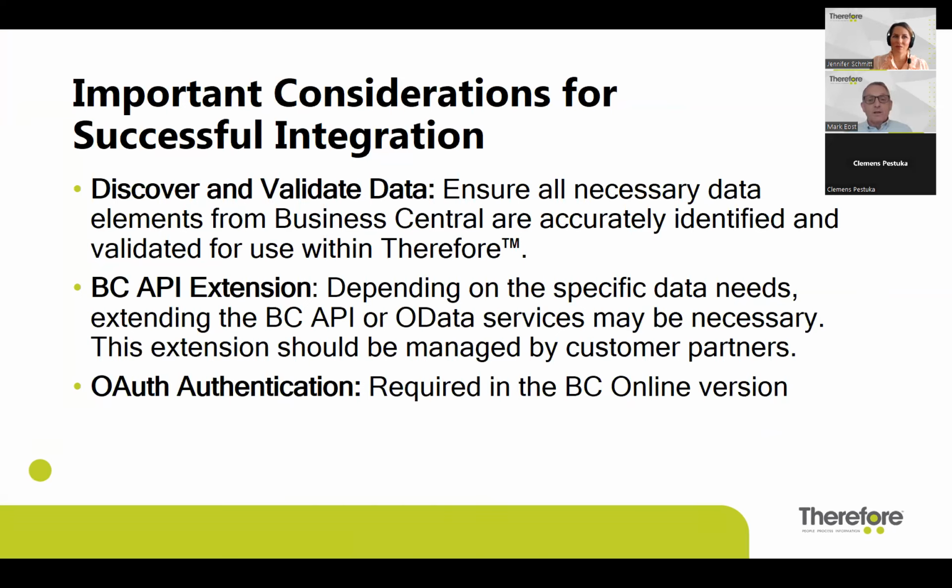Yeah. So a couple of considerations. I'll pass back to Jennifer to go over these, and we'll conclude very shortly. Great. So if you've identified a customer and you're looking for the next steps, first step is, of course, to really discover and validate the data, figure out what data do they want to send to Therefore or from Therefore to Business Central, and look in Business Central to make sure that you're really understanding what that data is, and what category and what index fields that would correspond to in Therefore.